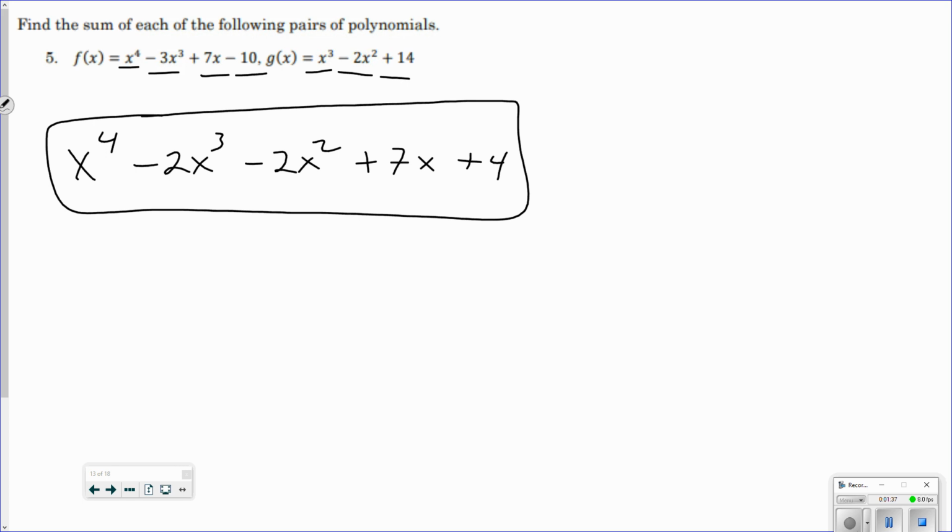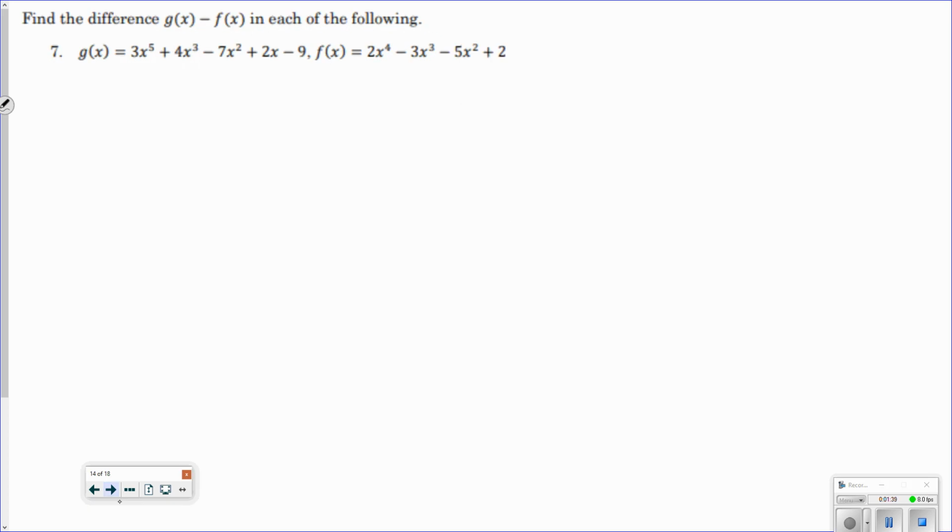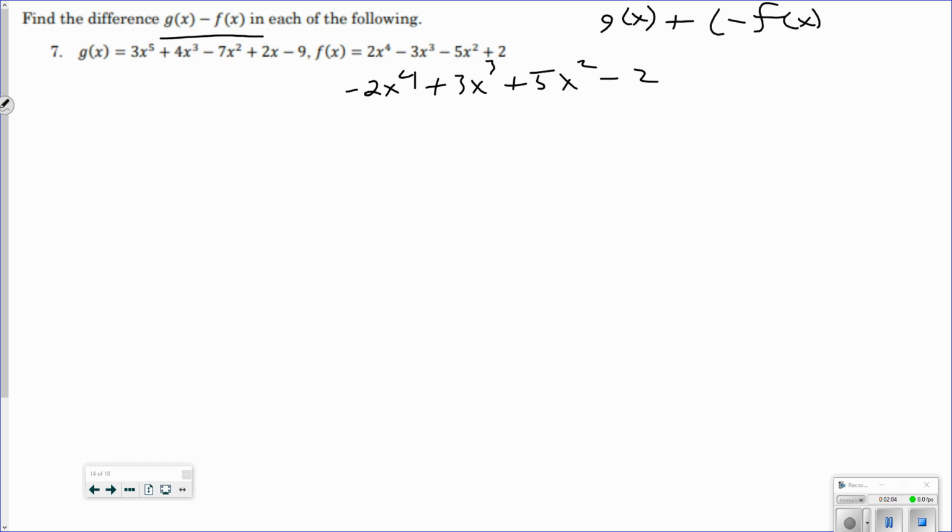All right. Number 6, find the difference. So I want to find g of x minus f of x here. All I'm going to do is rewrite f of x as a negative, so it's going to be negative 2x to the 4th plus 3x cubed plus 5x squared minus 2. Basically I'm changing g of x minus f of x into g of x plus negative f of x. Then from there, it just becomes an addition problem. You just add like terms.